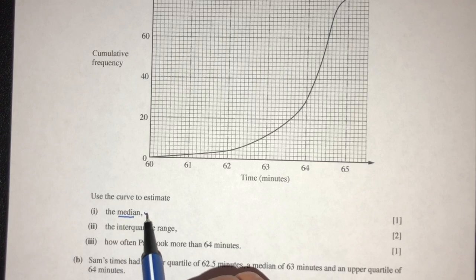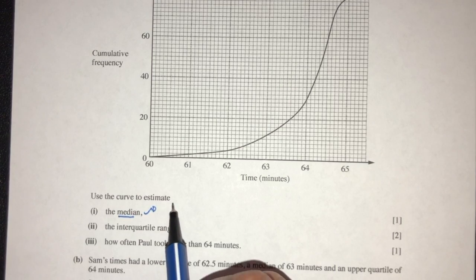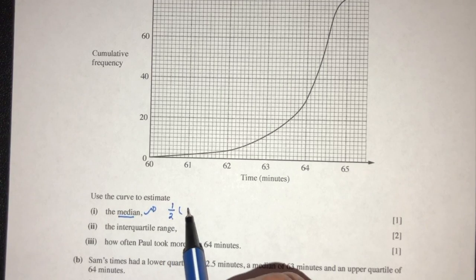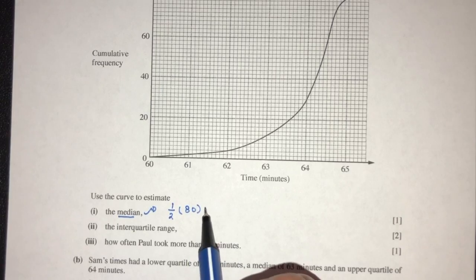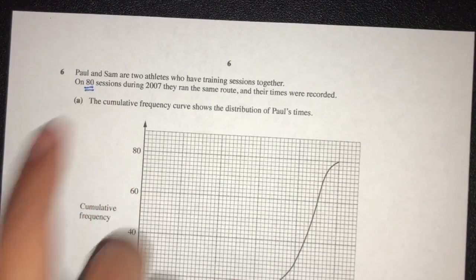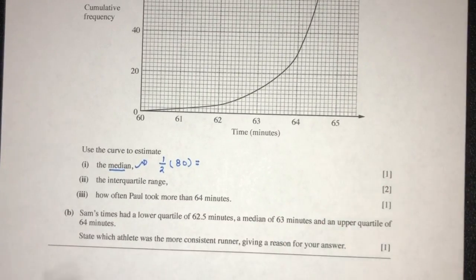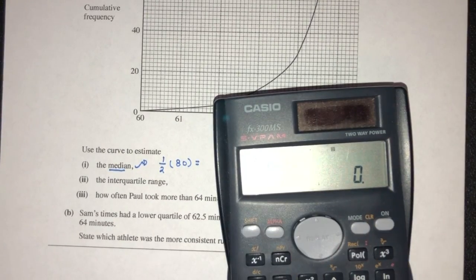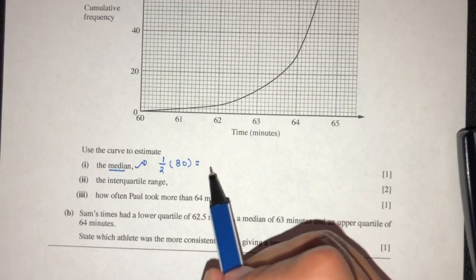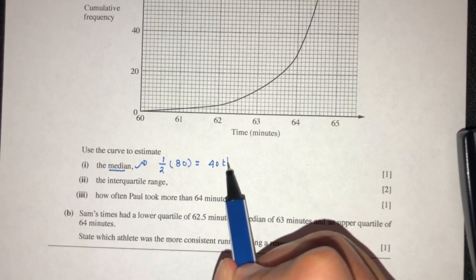So let's estimate the median. How do you find that? Pretty easy. When we are trying to find the median for a cumulative frequency curve, we have to use half times the number of measurements. Here we have 80. As you can see, he ran 80 sessions, so times that. Let's see, what do we have? That will be half times 80. That will be 40th. So 40th value.